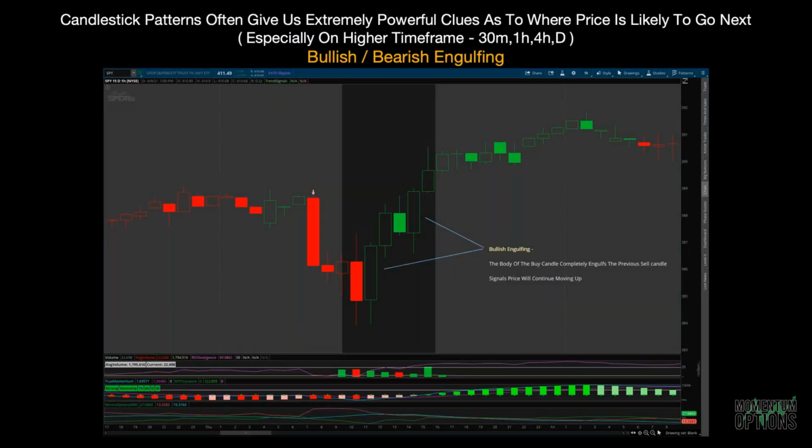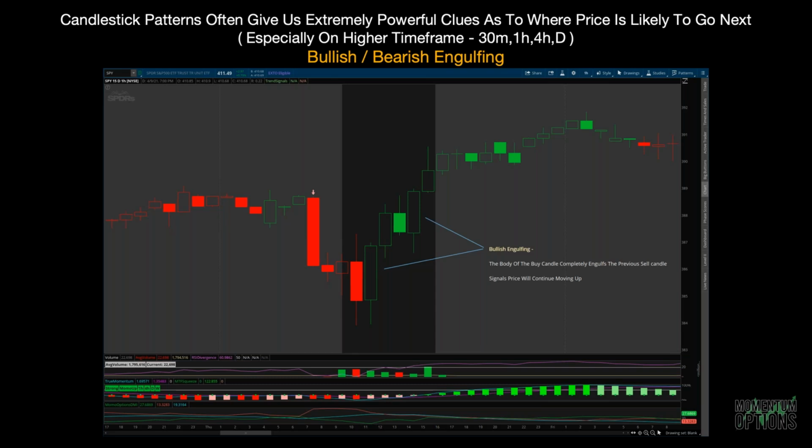Okay, so there are a few extremely powerful candlestick patterns that can give you clues as to where price is likely to go next, especially on higher time frames, like 30-minute, 1 hour, 4 hour, daily. Now, the first one I want to talk about is the bullish engulfing. So the bullish engulfing simply has a buy candle where the body completely engulfs, eats, encompasses the entire body of the previous sell candle.